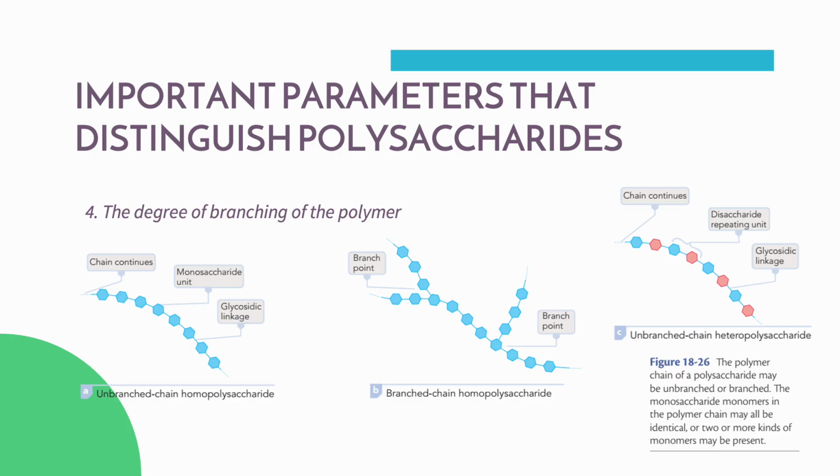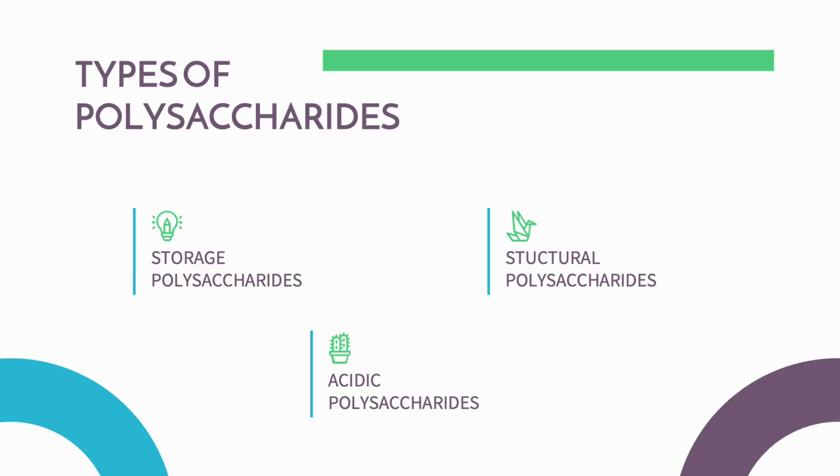The ability to form branched chain structures distinguishes polysaccharides from the other two major types of biochemical polymers, the proteins and the nucleic acids, which only occur as linear or unbranched polymers. What are the different types of polysaccharides? We have three that we're going to discuss: the storage polysaccharides, the structural polysaccharides, and the acidic polysaccharides.